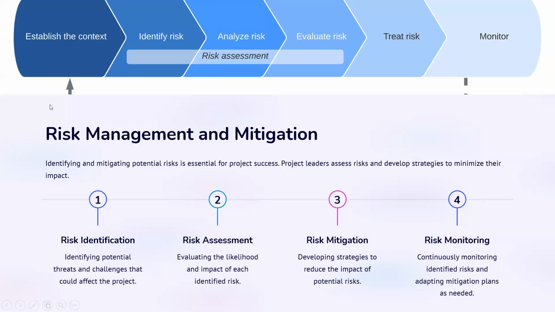So first is risk identification. It is identifying potential threats and challenges that could affect the project. And risk assessment, evaluating the likelihood and impact of each identified risk. Sometimes the risk can be from nature as well. Sometimes natural disasters may happen, and the whole business process may stall for some time. That is not in our control or in our hands. Other things, you can manage very well.